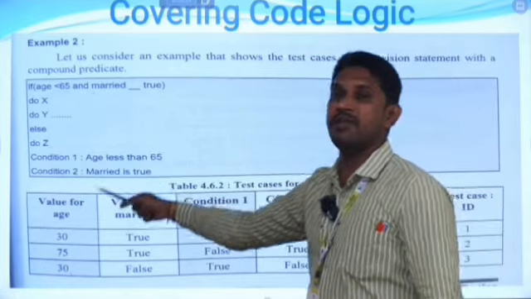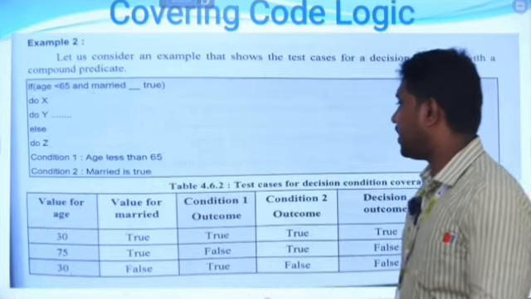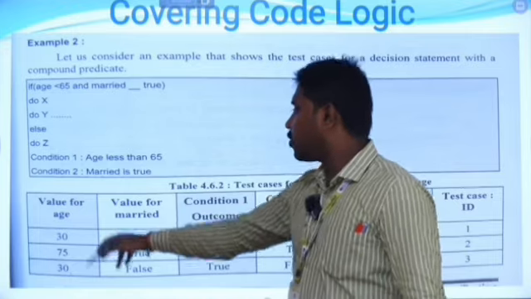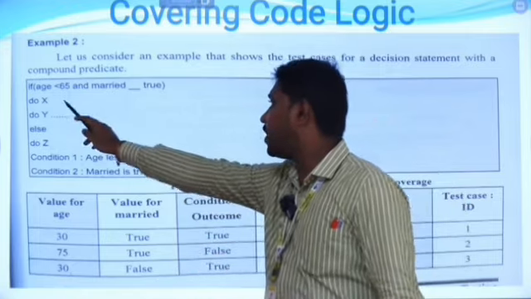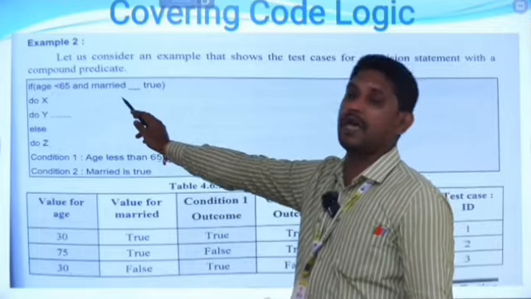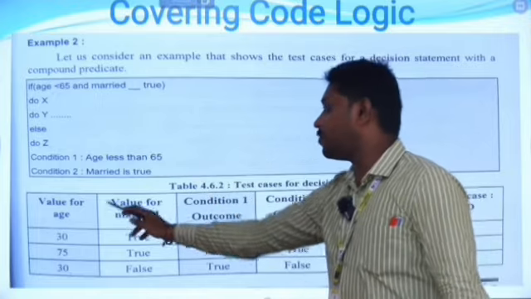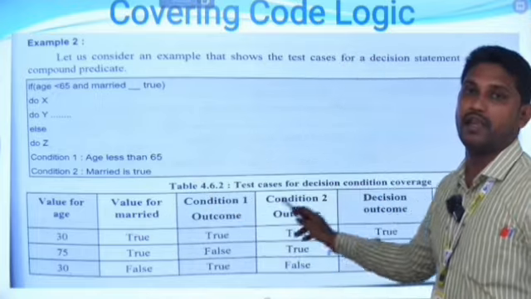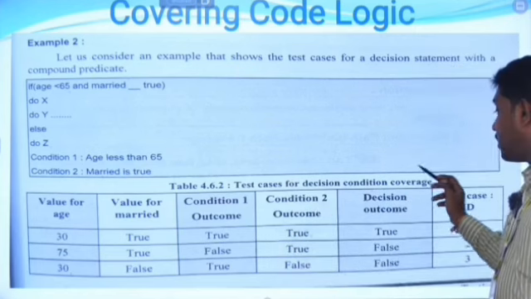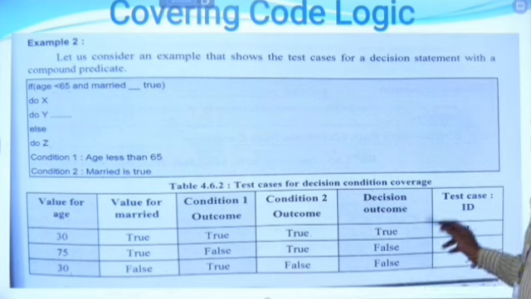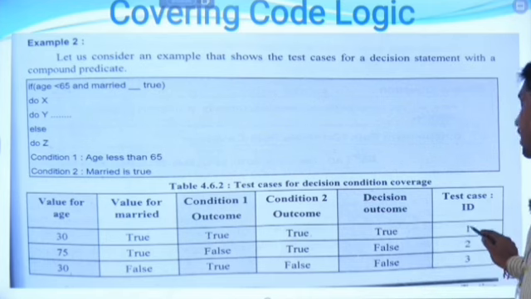How will the source program be converted into a table? Now I will explain clearly. First, the two columns represent the input condition values. The first column will be the age value, the second column the marriage value. Based on these two values, I set condition 1 and condition 2. Based on these two conditions, I decide the decision outcome. Finally, for each test case, I will have a test ID, 1 and 2.